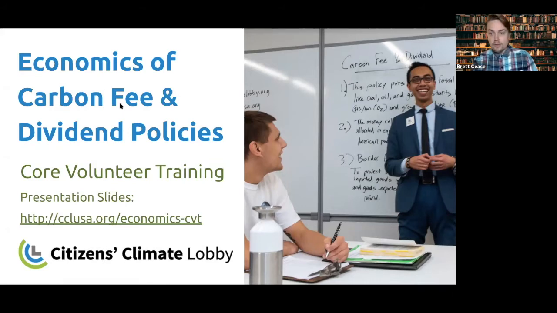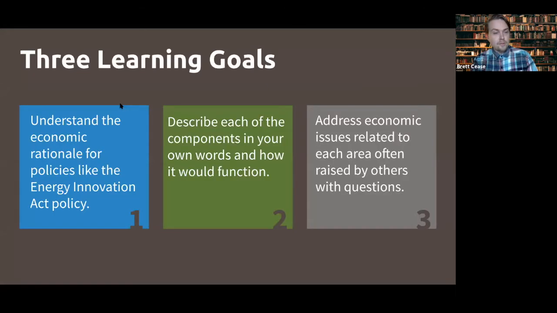If we've done our job well, after the end of tonight's training, you're going to walk away with the following 3 learning goals. You're going to have the chance to understand the rationale for the 3 legs of CCL's flagship policy, the carbon fee and dividend. You're going to have a chance to really start describing each of those legs in your own words and how it would function within our country. And you'll also start to address the economic issues related to each leg that is often raised by others that have questions and concerns with this policy.